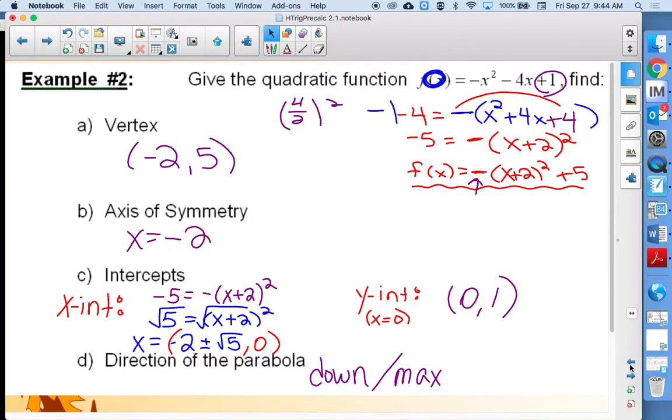Anybody interested in doing 35 or 65? Emma, 35, 65? Yeah?